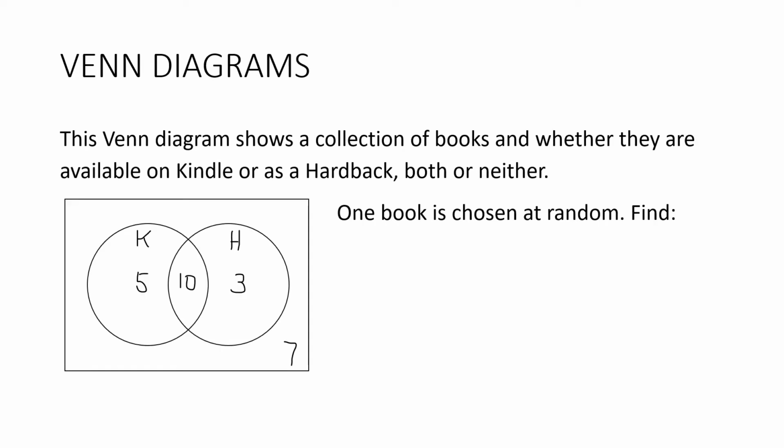We can also answer probability questions about Venn diagrams. So suppose one book is chosen at random, find the probability that it's available on Kindle. Remember, we're going to have to count the ones that are only available on Kindle as well as the ones that are available on both. So we've got a total of 15 out of, we need to add all these numbers up. So this is 10, 20, 25. 15 on 25.